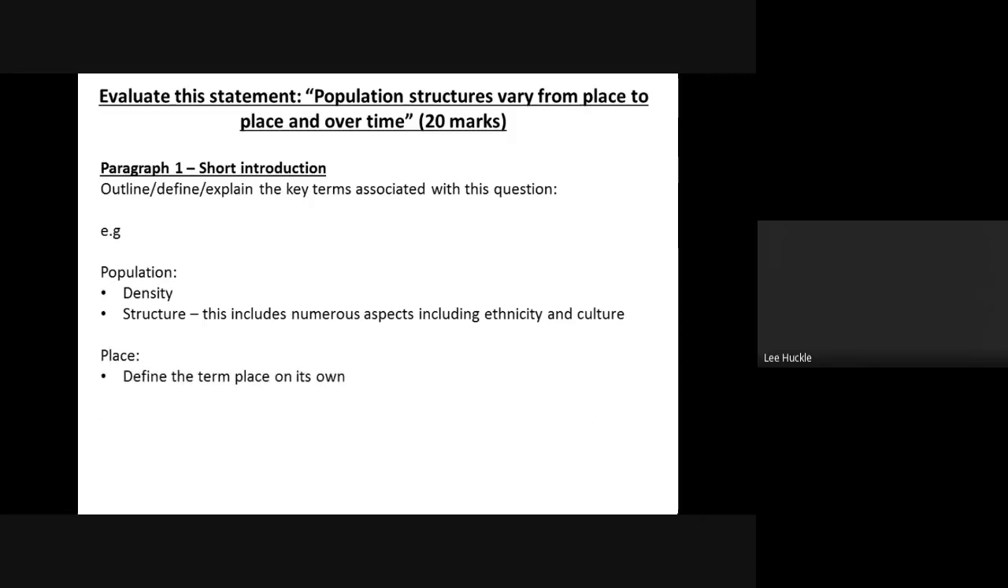It refers to the word place. So you do need to define the term place in a geographical context. You don't have to, but you could refer to the rural-urban continuum theory here. And that means that you'll be describing and explaining the differences between rural and urban and the different points on the continuum. And then the hard one is looking at the words over time.